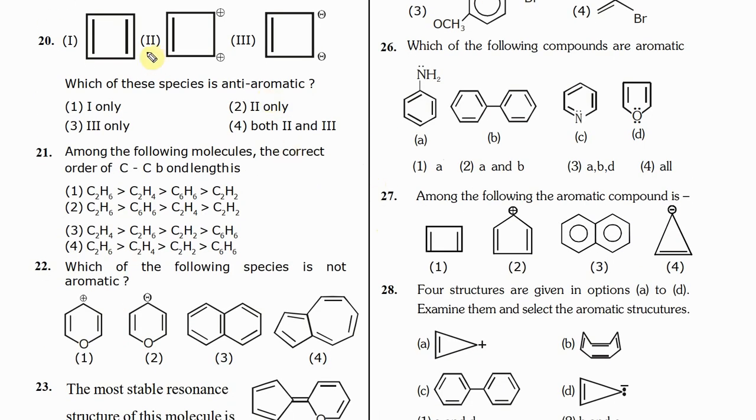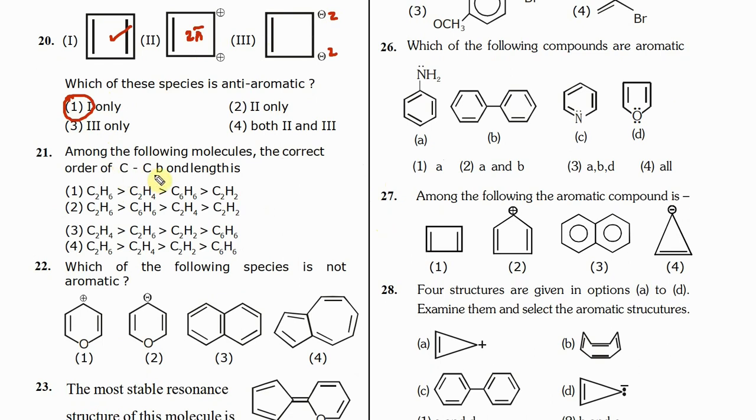Which of the following is anti-aromatic? Extremely simple. This is aromatic because 2 pi electron, 2 plus 0 plus 0. This is aromatic because 2 plus 2 plus 2, 6. So these two are aromatic, this is non-aromatic. So only alpha. This is simple.